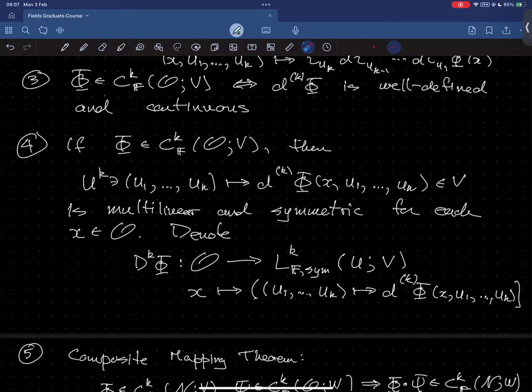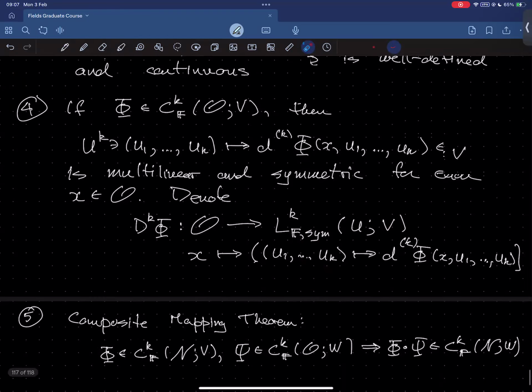All right. So now that we know that as a function of the u's, this thing is symmetric and multilinear, I can now define this mapping from O into the set of, so I introduced this notation last time, the set of K multilinear symmetric maps. So this means that it takes K copies of U and maps into V, and it's multilinear and symmetric. That's what that notation means.